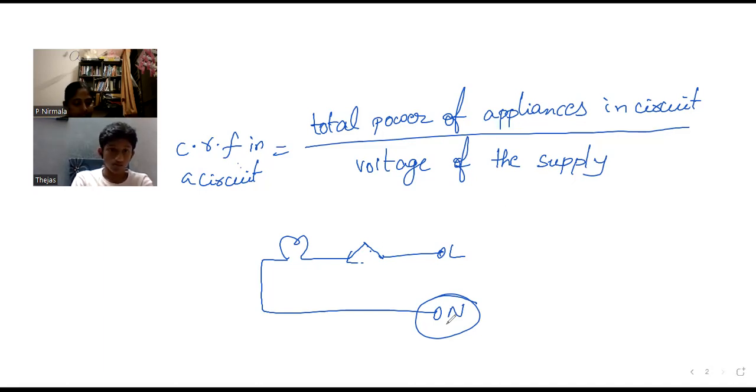Next, earthing. Local earthing. What is local earthing? For the house, near the main board, there is an earth wire. What do they do for that house? That earth wire, they connect to the earth, from the main board.